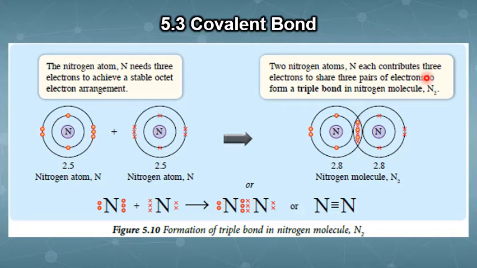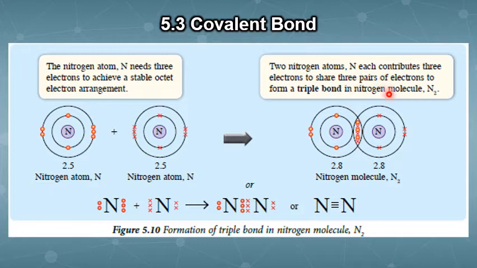So what they do is, the 2 nitrogen atoms each contribute 3 electrons to share 3 pairs of electrons to form a triple bond in the nitrogen molecule. It means like this. This is the first atom, it shares 3 electrons: 1, 2, 3. So the other nitrogen atom also contributes 3 electrons: 1, 2, 3, 1, 2, 3.